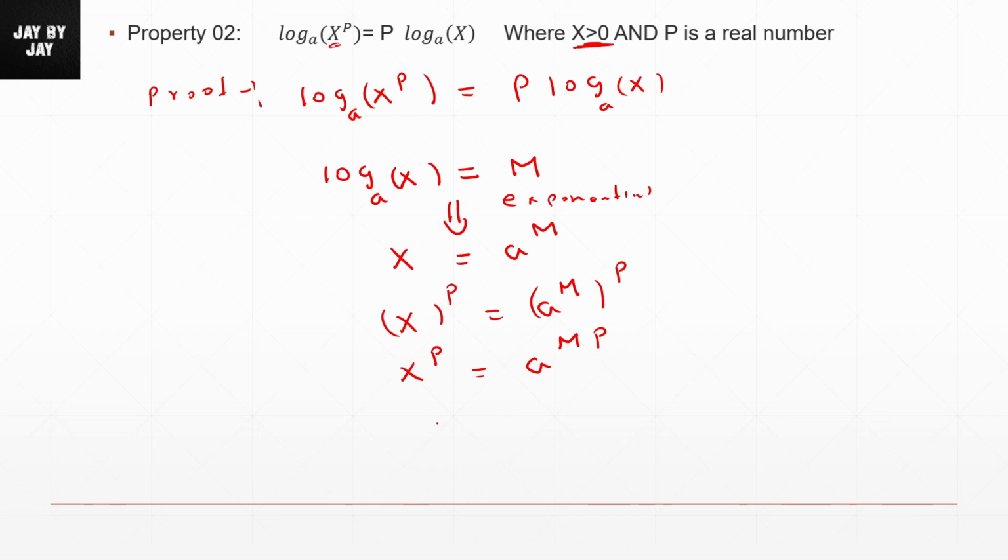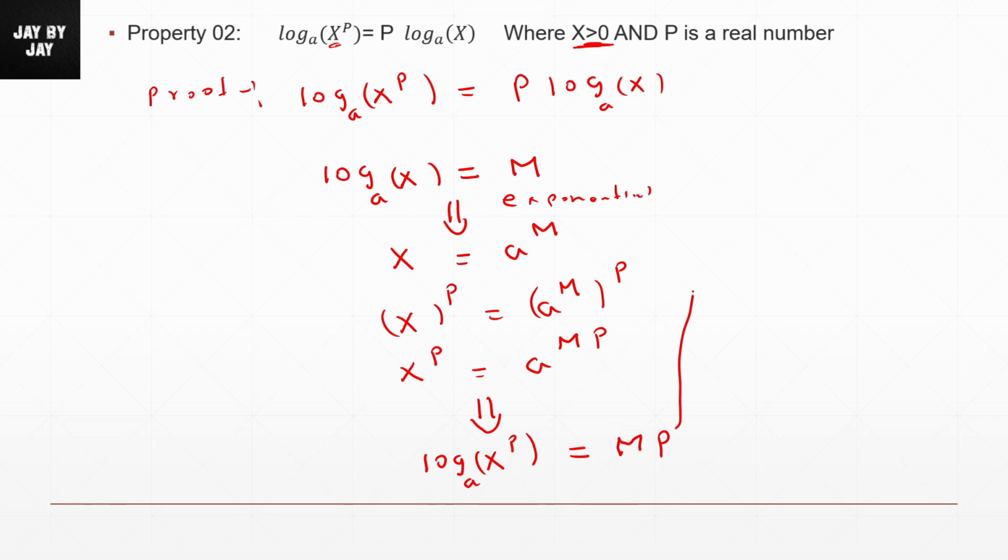Now we need to apply the reverse theory again. We need to convert this exponential function into a logarithm function. How can we do that? I have already taught this concept also, so I am going to apply it directly here. We can write it down like this: log base a of x to the p equals mp.